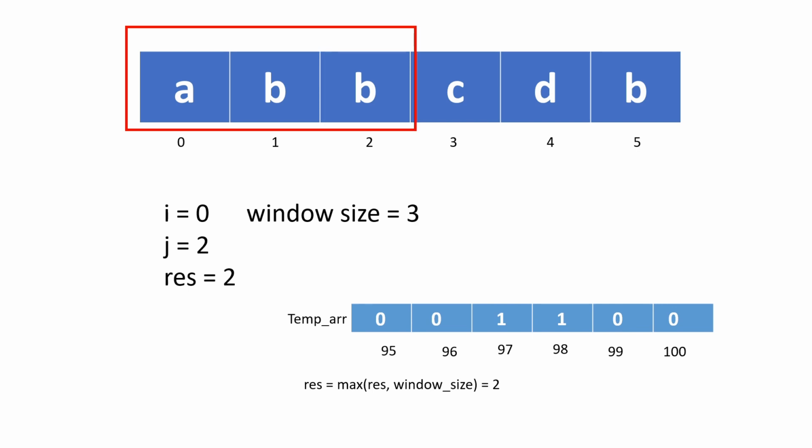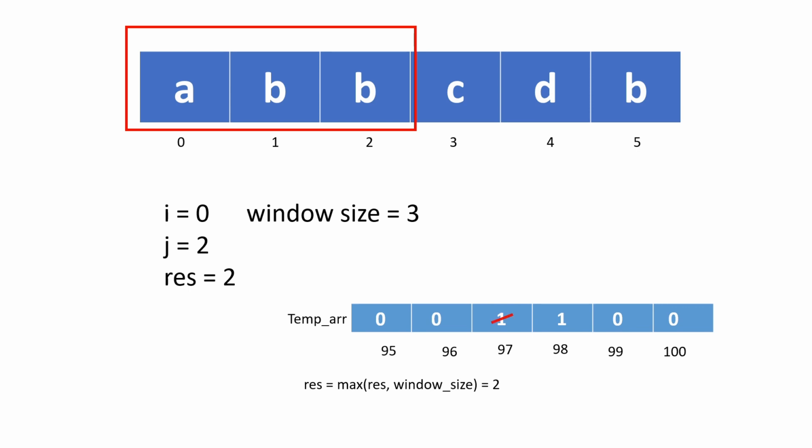Now j is pointing to 2. Now I see if this b is in the temp array or not. At the index 98, it is already 1. It means that b is already in my window, so there is a duplicate, and I don't want this. So I will now increment i, and remove the element at the index i from the temp array.